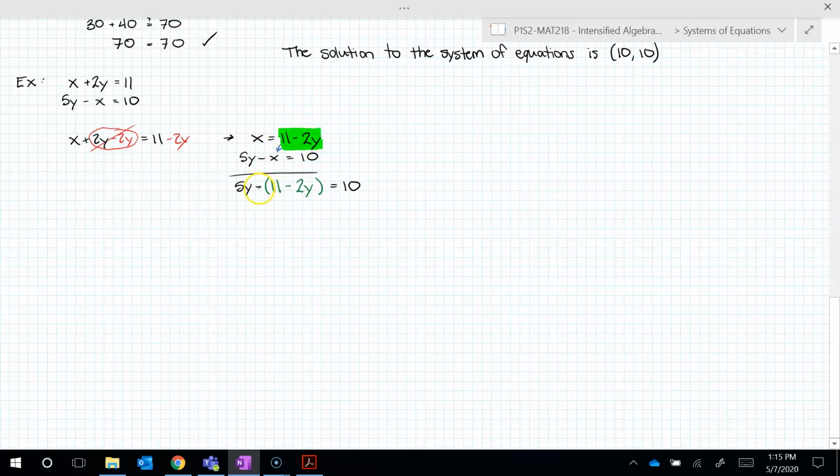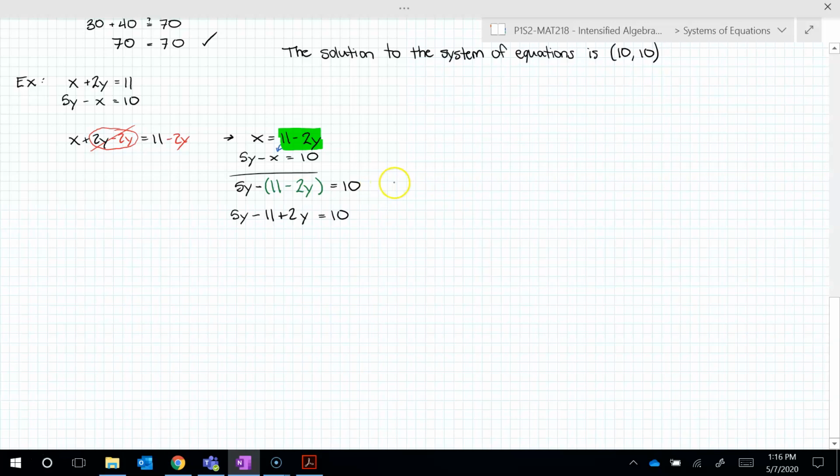So I'm subtracting both of these here. I'm going to have to distribute this negative sign through. So I'm going to have 5y minus 11 and then minus negative 2y. That minus negative 2y equals 10. I'm going to rewrite that double negative as a plus. Plus 2y equals 10. Again, back up this first equation here.